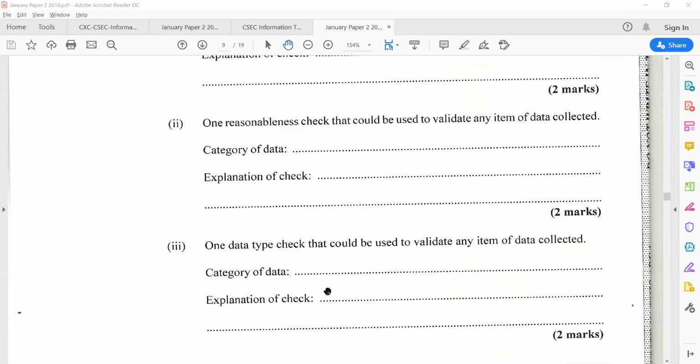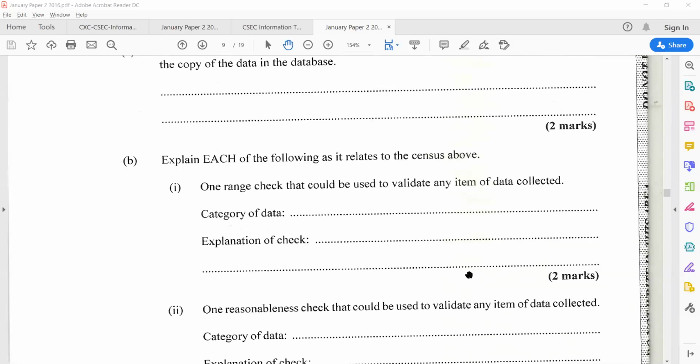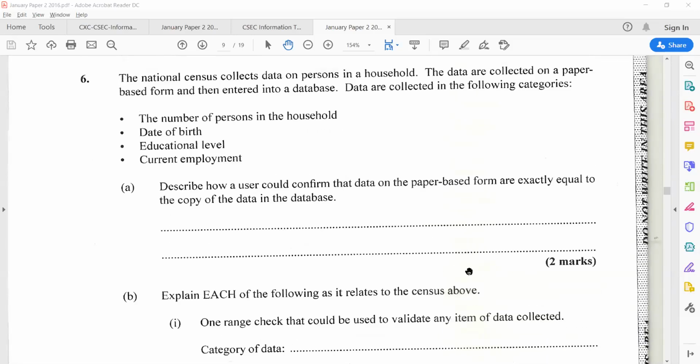All right, the third one, data type check, that could be used to validate any item of data collected. So you want to do a data type check. What would you do a data type check on? Which category of data can you do a data type check on?